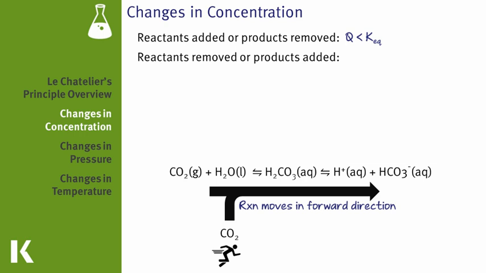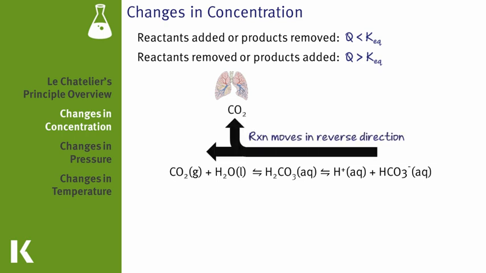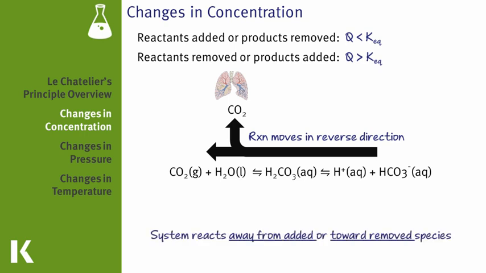What about if we remove reactants or add products? This is of course the opposite situation, and the ratio will again shift from equilibrium, but this time Q will be greater than K equilibrium. This is what happens when we exhale. Our lungs expel carbon dioxide, removing this reactant from the blood buffer equation. In order to compensate for this loss, the reaction shifts towards the reactants to form more CO2 and again reach equilibrium. A handy note to remember for test day is that chemical systems will react by shifting away from added species and towards removed species.